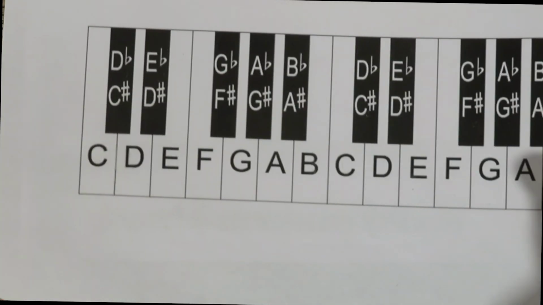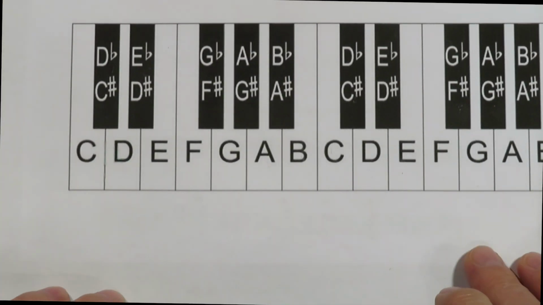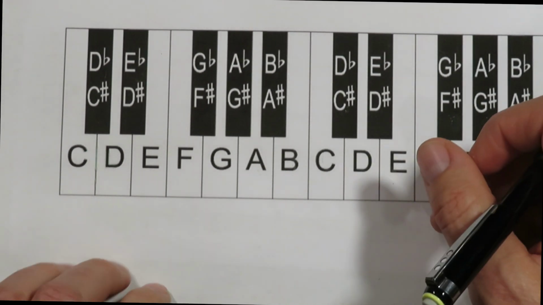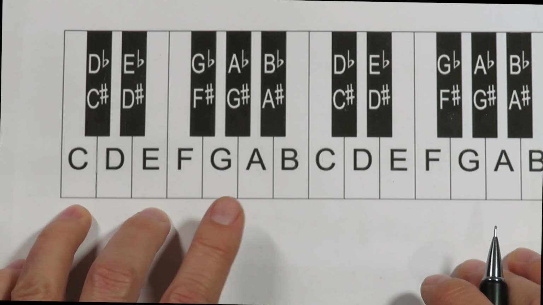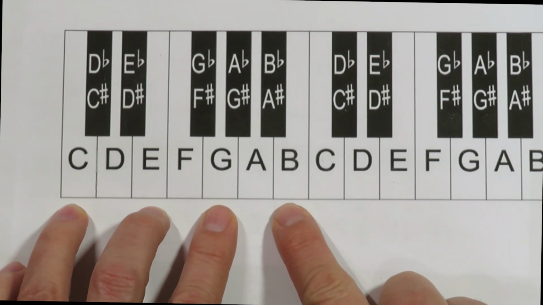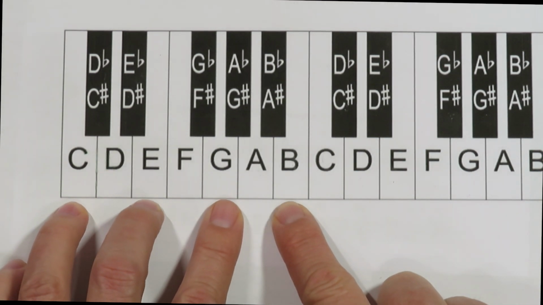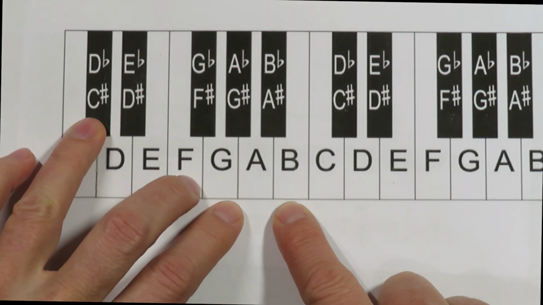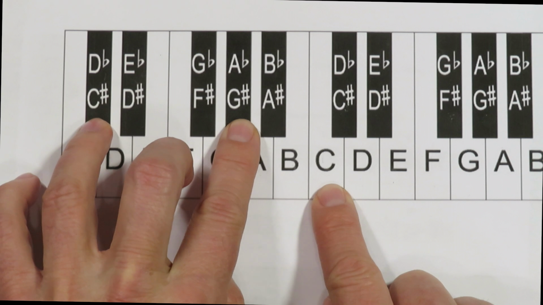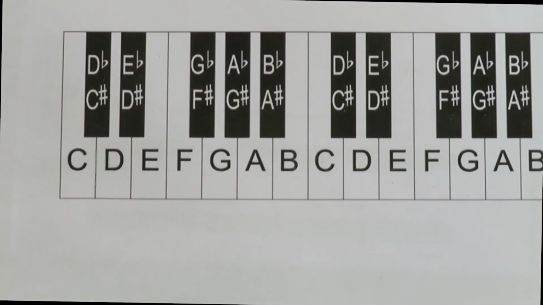Now, a little trick real quick here. You can probably see the C major seventh chord really easy. C, E, G, B, right? Okay, we just moved everything up a half step. C sharp, E sharp, G sharp, B sharp. Okay.